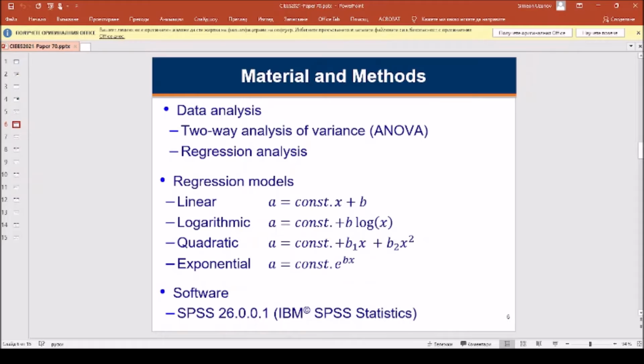Levene's test of equality of error variances was applied to check the homogeneity of the samples. Four different regression models, linear (1), logarithmic (2), quadratic (3), and exponential (4), were compared with given formulas. The result was calculated within SPSS Statistics.